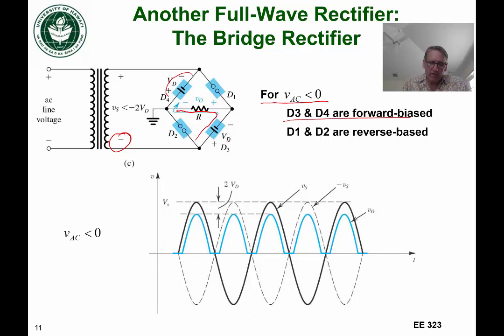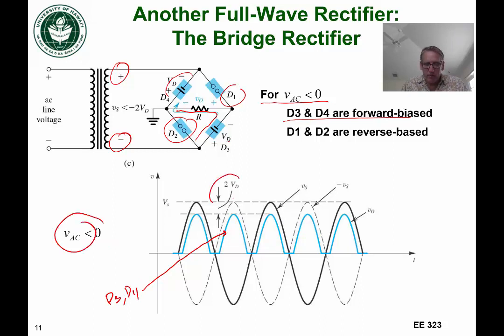And you can also see that the positive terminal becomes negative, and D1 becomes reverse biased, and D2 is reverse biased. So in that case, we can see that this portion of the waveform here is from D3 and D4. Right? This is the case where VAC is less than 0. But again, notice we have 2 diode voltage drops, right?